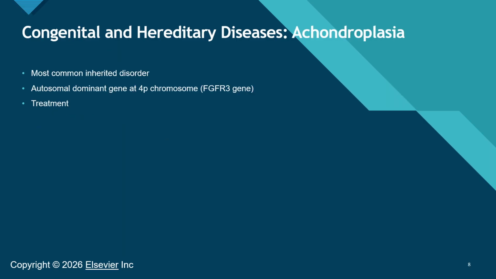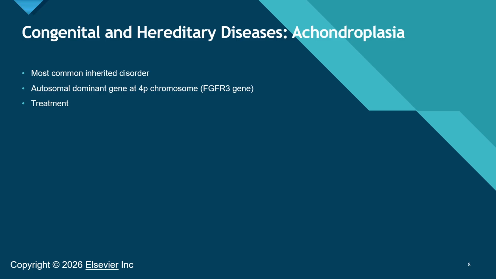Achondroplasia is the most common skeletal dysplasia. It results in bone deformity, decreased bone formation, and disproportionate dwarfism. It is caused by the autosomal dominant gene at the 4p chromosome location, and this gene does not skip generations. People with this disease have a 50% chance of passing it on to their children.